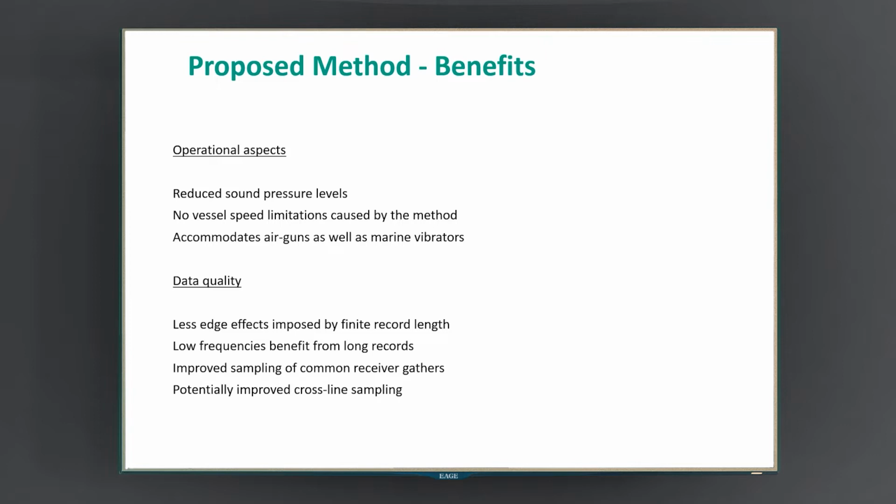In terms of data quality, fewer edge effects are imposed by finite record lengths. The low frequencies will benefit from the long records, and the spatial sampling of common receiver gathers can be improved, as will be discussed later on in the presentation. We can potentially also improve the cross-line sampling of source positions. So in addition to the operational benefits, the main objective with the method is to improve the spatial sampling of source positions.